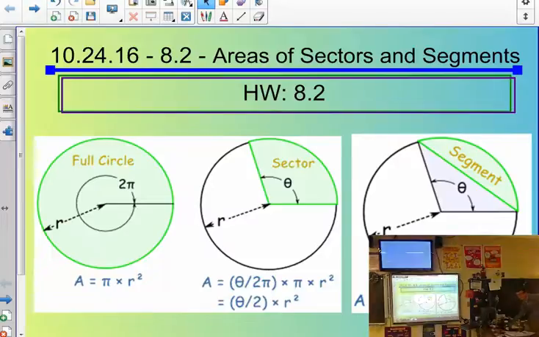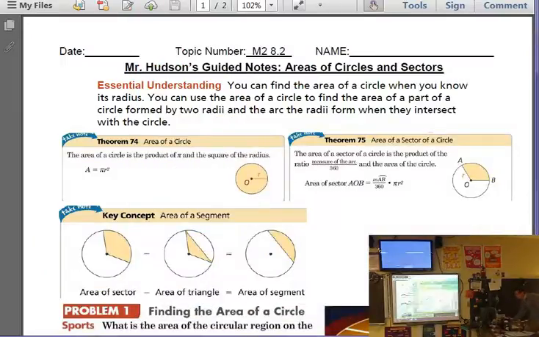Now that I'm not lying, we're actually going to do a 2 today. Remind me the difference between a sector and a segment. What are we really talking about here? Because today we're going to talk about areas of circles and sectors. What's the difference between a sector and a segment?